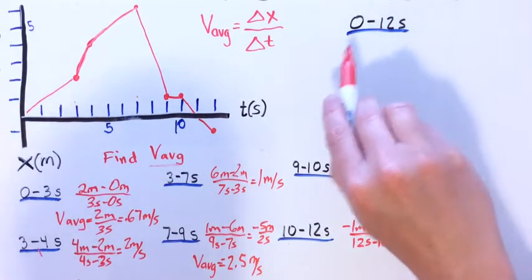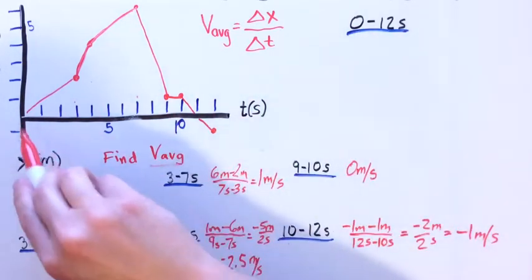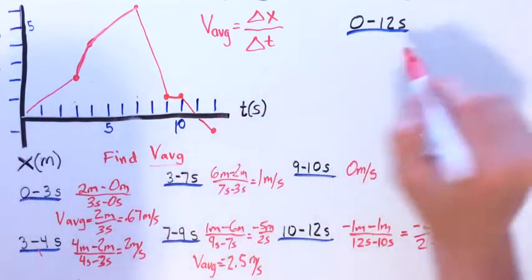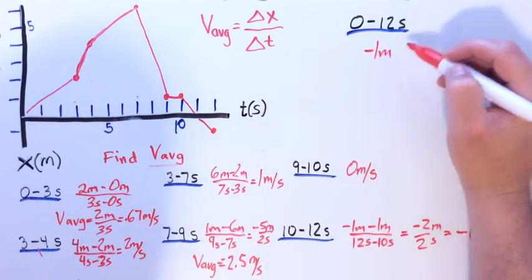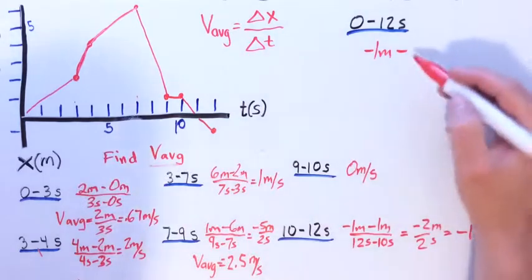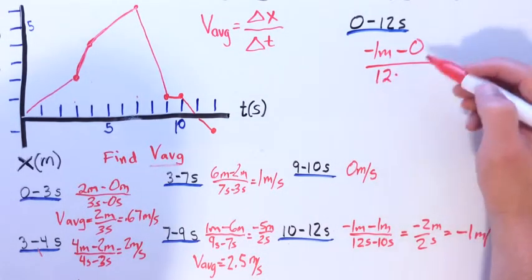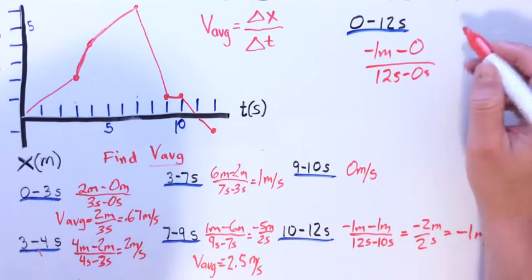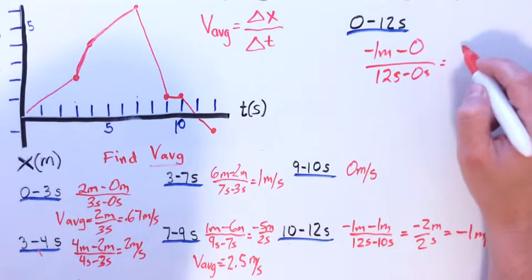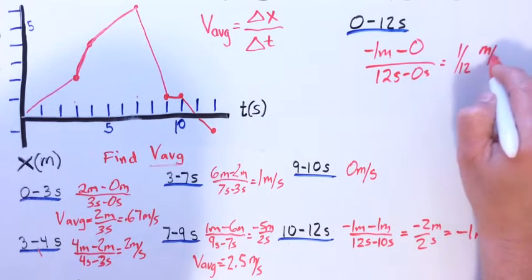And then finally, we were going to do one for the whole thing, from 0 to 12 seconds. The position at 12 seconds was negative 1, minus 0, divided by 12 minus 0. So that is going to be negative 1/12 meters per second.